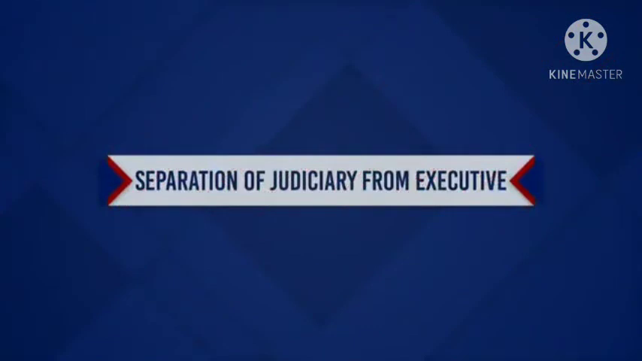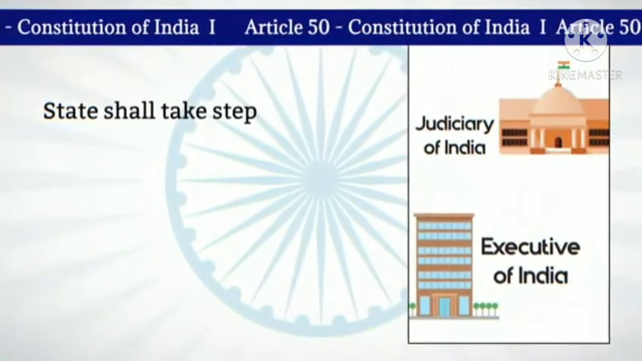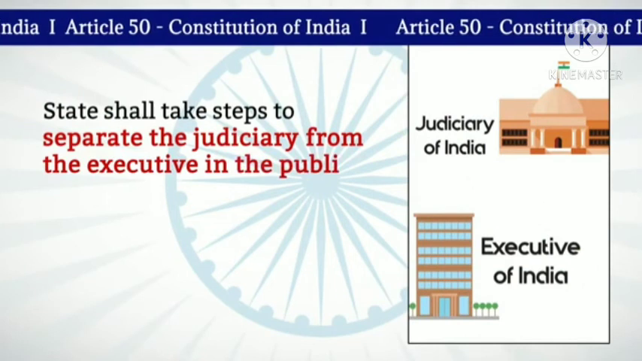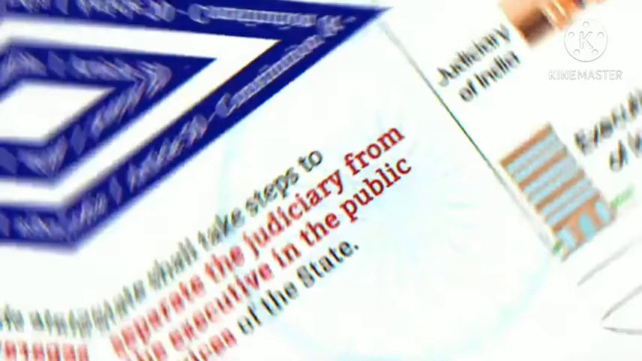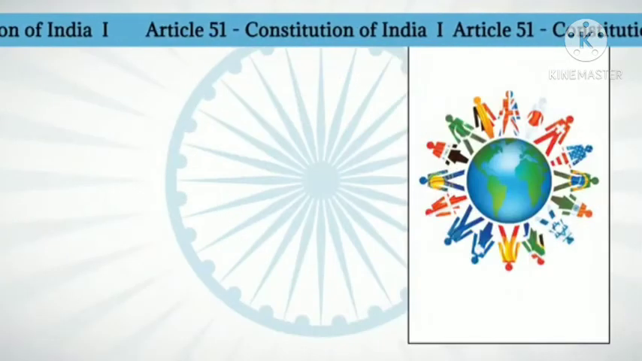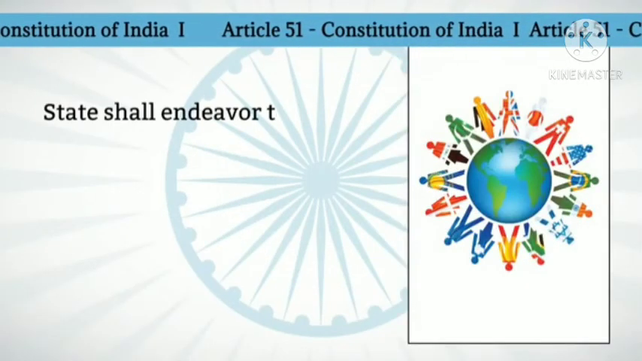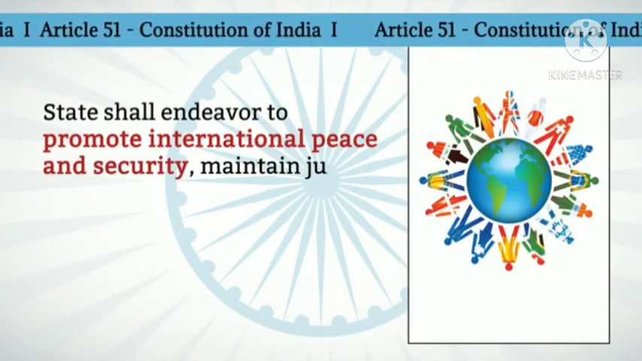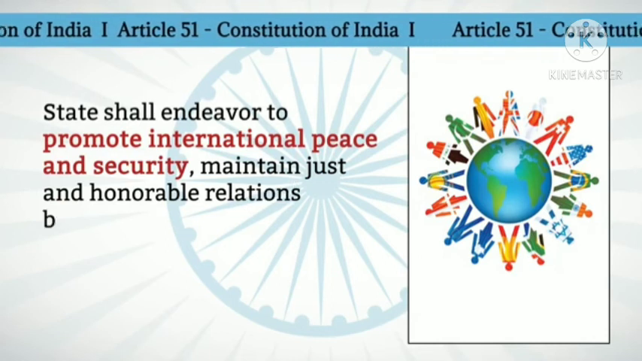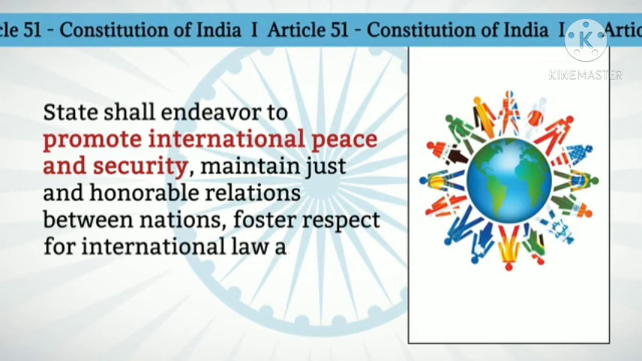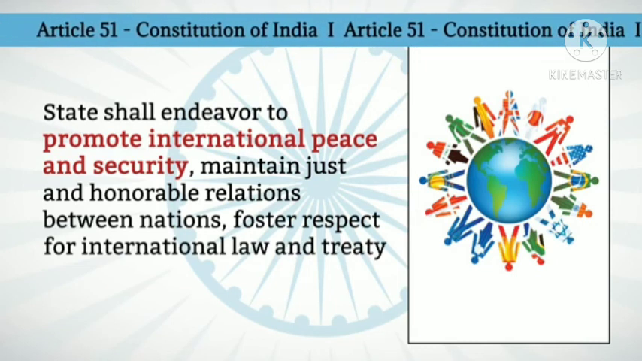Article 50. Separation of judiciary from executive. The state shall take steps to separate the judiciary from the executive in the public services of the state. Promotion of international peace and security, Article 51: the state shall endeavor to promote international peace and security, maintain just and honorable relations between nations, and foster respect for international law and treaty obligations.